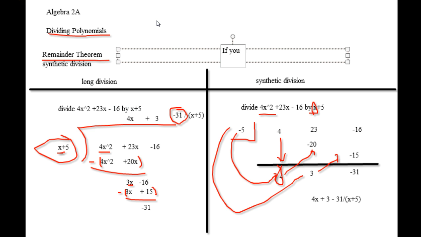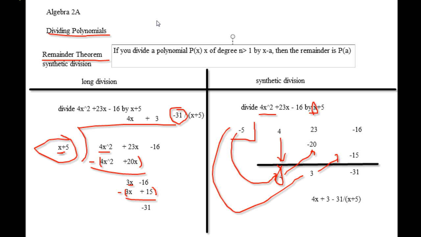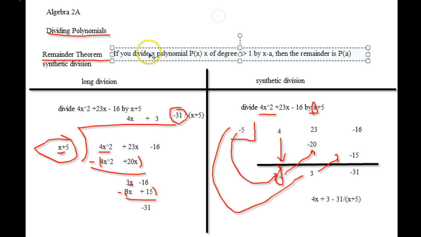If you divide a polynomial p of x, capital P of x, of degree n where n is greater than 1, and you divide by x minus a, then the remainder is what happened. The remainder is basically what happens if I took a and plugged it into the actual function. So that's the remainder theorem.